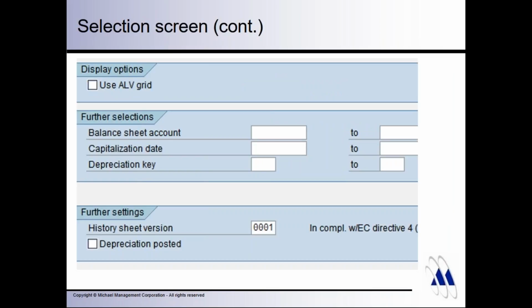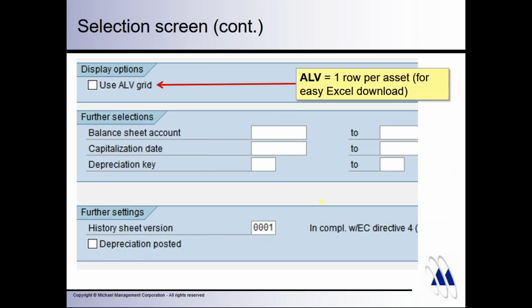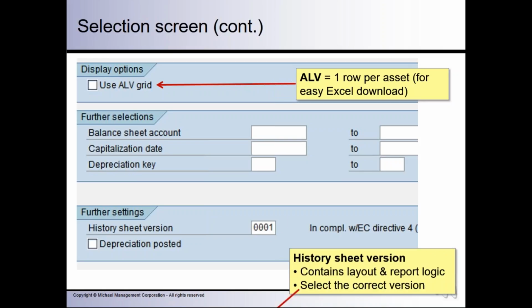Now, if you continue to scroll down on that selection screen, there's a button here that says use ALV grid. If you've ever seen that and you don't really know what that means, I'll show you in a little bit. ALV stands for ABAP List Viewer, or some people call it Advanced List Viewer. It basically gives you a nicer looking report layout when you run it. It kind of looks like an Excel sheet that you can download easily into Excel. Every data record, every asset, has just one row in the report. Typically, you would always want to turn that on because it gives you a better report layout.